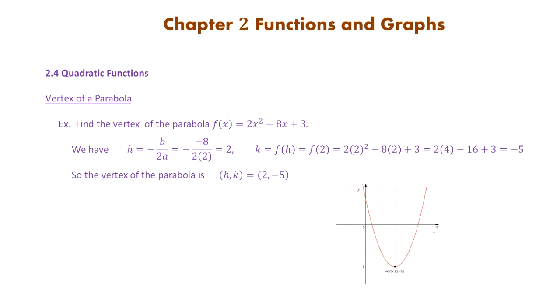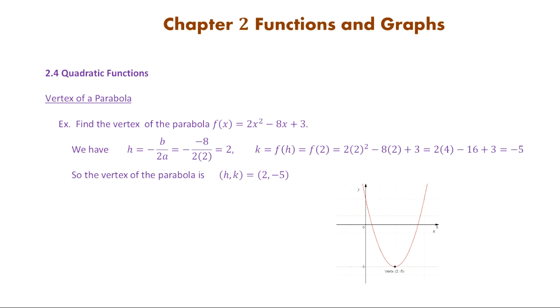So b is negative 8 and a is 2. These are coefficients for the terms in the quadratic function, ax squared plus bx plus c. So a equal to 2, b equal to negative 8, and c equal to 3. So negative b over 2a is just negative of negative 8 over 2 times 2, and there are two negatives, so that makes it positive. And 2 times 2 is 4, so 8 over 4 is 2. So h equals 2. So that's the x coordinate of the vertex.